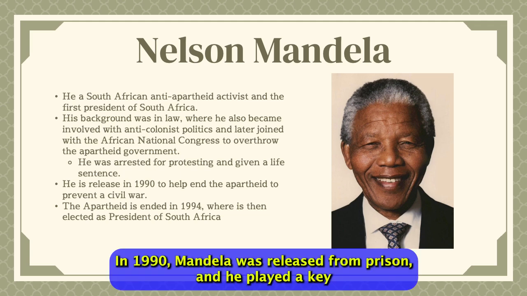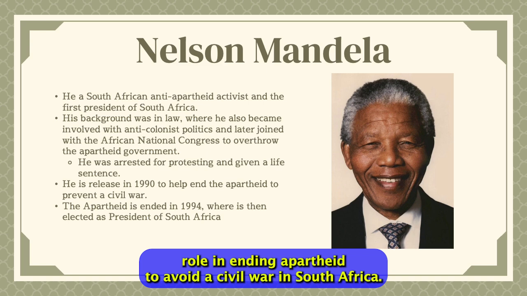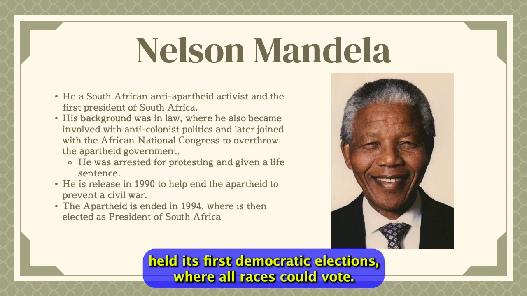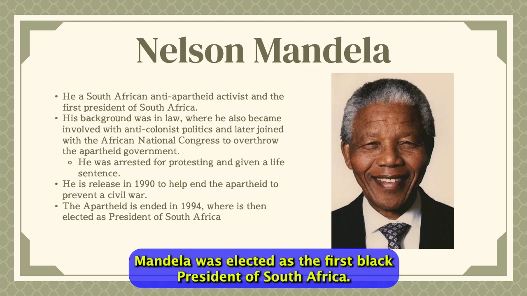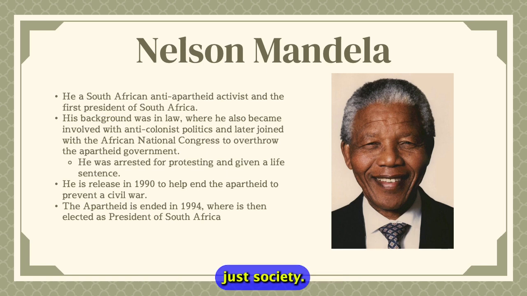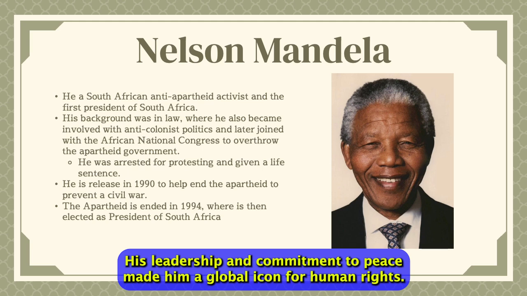In 1990, Mandela was released from prison, and he played a key role in ending apartheid to avoid a civil war in South Africa. By 1994, the apartheid system was officially over, and South Africa held its first democratic elections where all races could vote. Mandela was elected as the first black president of South Africa. He worked to unite the country, heal its divisions, and build a more just society. His leadership and commitment to peace made him a global icon for human rights.